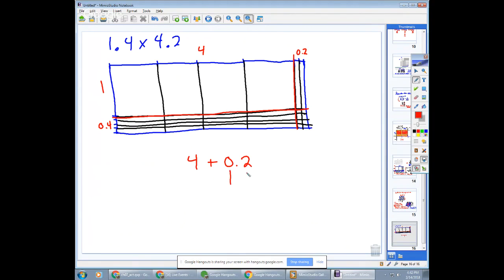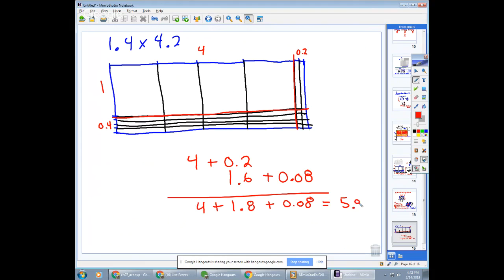16 tenths, which I could write like that. And 8 hundredths. Yeah, and that's all the expanded form is. And so then I can regroup that to say, okay, there's the 4 all by itself. These are going to come to 1 and 8 tenths. And then I have 8 hundredths here. And then I can reconcile that into 5 and 8 tenths and 8 hundredths. The answer's got to be 5.88.